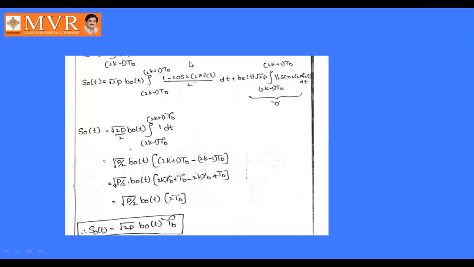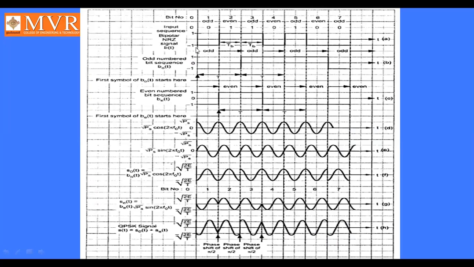So odd number of bits means the first bit is the odd bit and the third bit is the odd bit. So it is 0, it is 1. So we can draw like this, 0 and 1. And the fourth bit, third bit is 1, 0, 1, 1, 0. Like this, 0, 1, 1, 0. We can write the sequence like that.